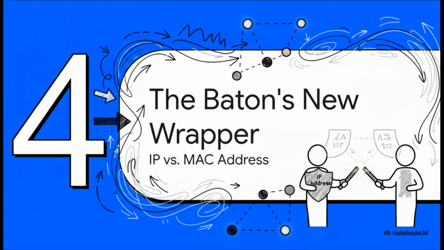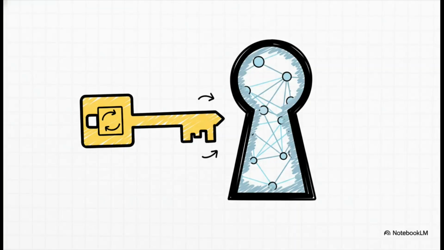Okay, now we're getting to what I think is the most technical, but honestly, the most brilliant part of this whole system. This is the secret sauce. This is how the handoff, the actual baton pass, really works. All right, pay close attention here, because this next concept is the absolute key to understanding how the internet works on a fundamental level.